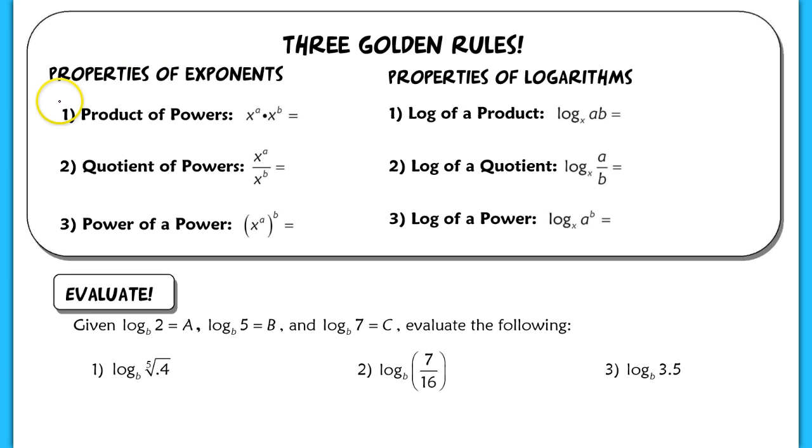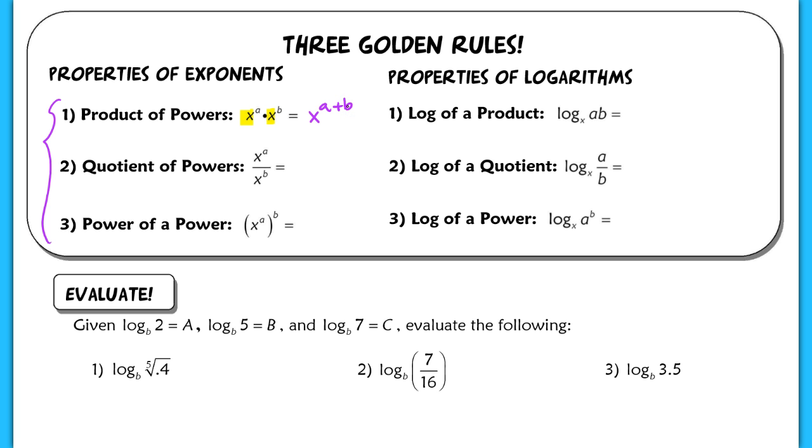Now, we've already worked with these rules here extensively in Chapter 6, so these should come back to you very quickly. And I want you to see how they are closely related to the properties of logarithms and the rules that you should be following when you simplify a logarithmic expression. So starting with the product of powers, we know that when we have exponents with the exact same base, we simply add our exponents. So this becomes x to the a plus b.